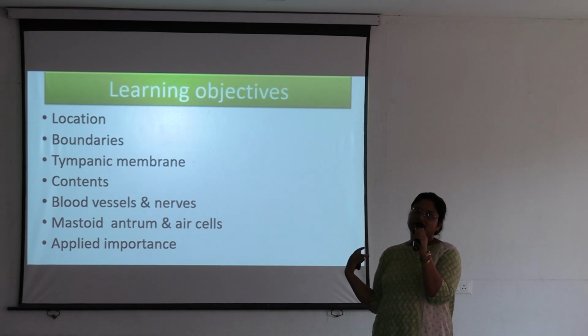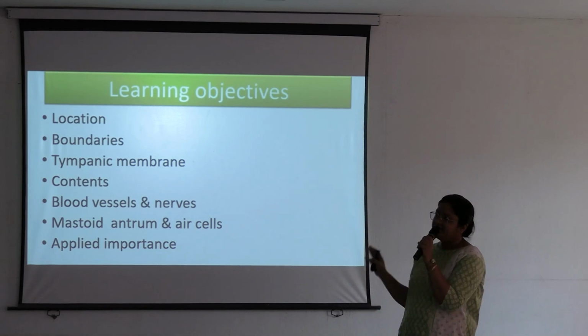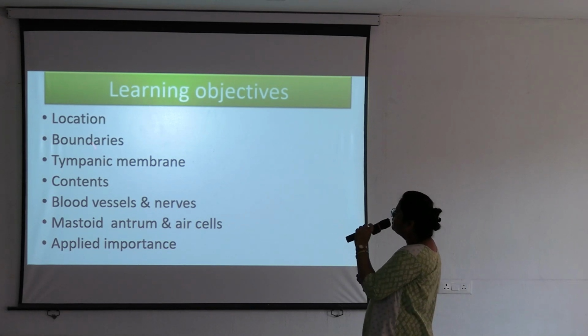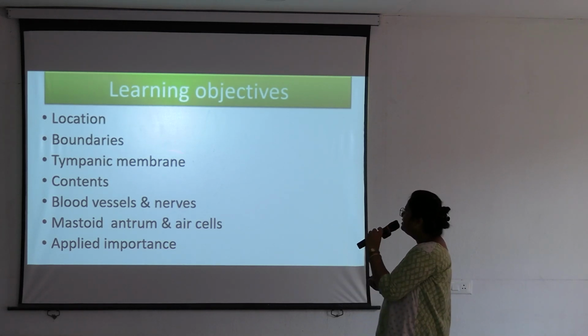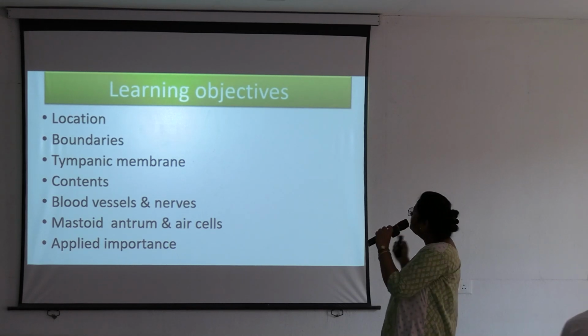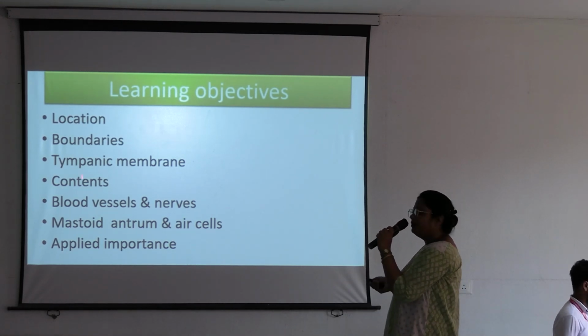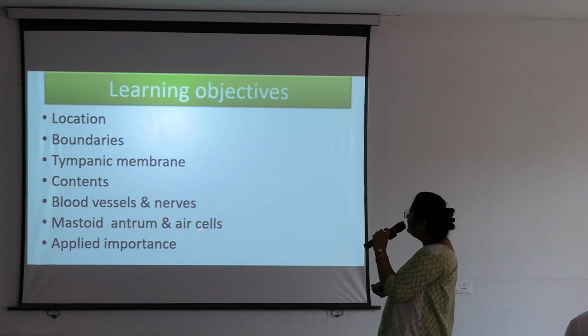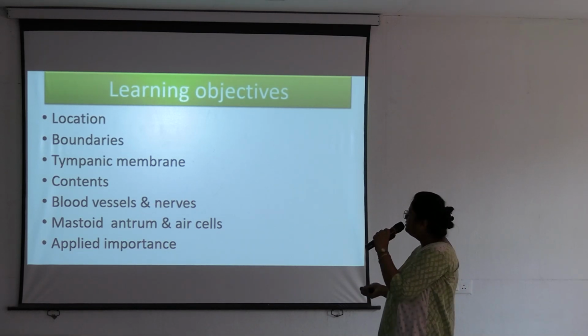Mainly the medial wall and posterior wall. All these are important for theory questions. So: location, its boundaries, tympanic membrane. Tympanic membrane forms the lateral wall of the middle ear. Its contents, blood vessels and nerves, mastoid antrum and the air cells, and applied aspects we will discuss.